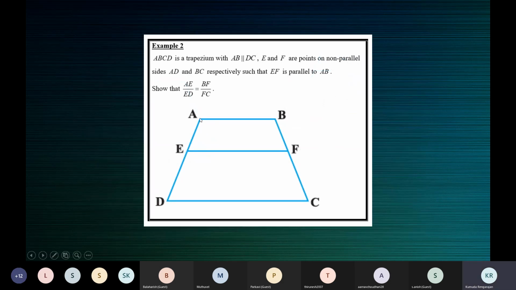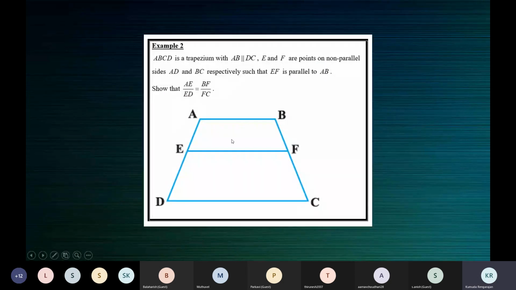You can connect any one of the two diagonals, either AC or BD. So here I've connected the diagonal AC. So join AC.